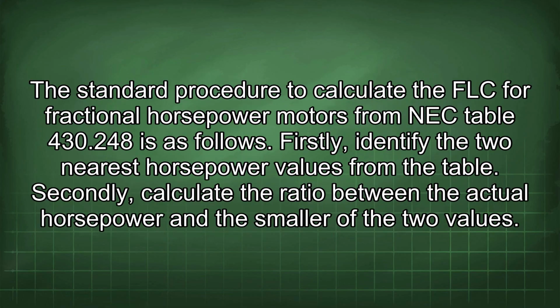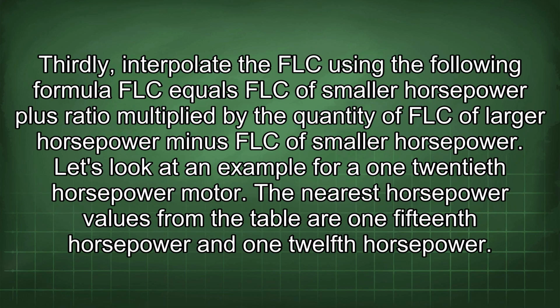The standard procedure to calculate the FLC for fractional horsepower motors from NEC Table 430.248 is as follows. Firstly, identify the two nearest horsepower values from the table. Secondly, calculate the ratio between the actual horsepower and the smaller of the two values. Thirdly, interpolate the FLC using the following formula: FLC equals FLC of smaller horsepower plus ratio multiplied by the quantity of FLC of larger horsepower minus FLC of smaller horsepower.